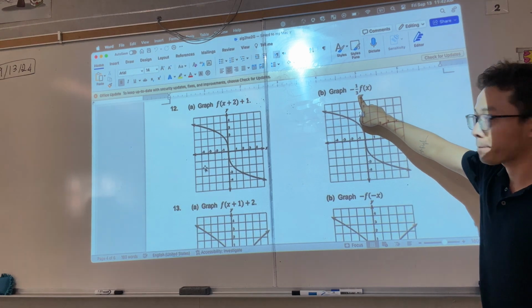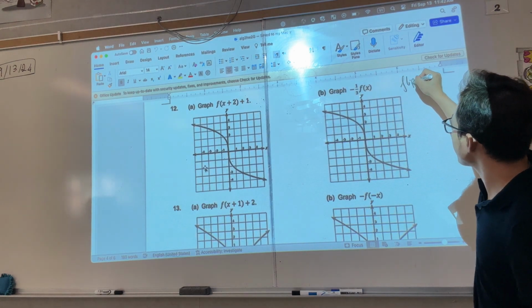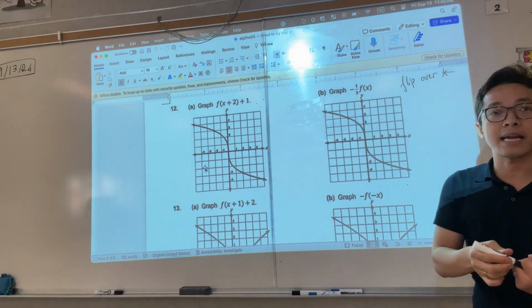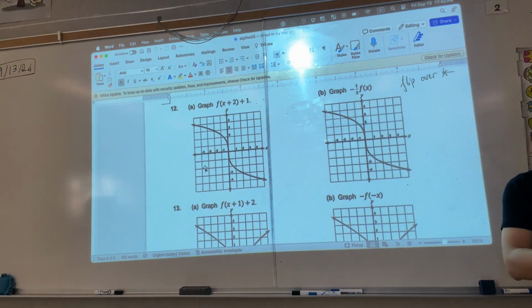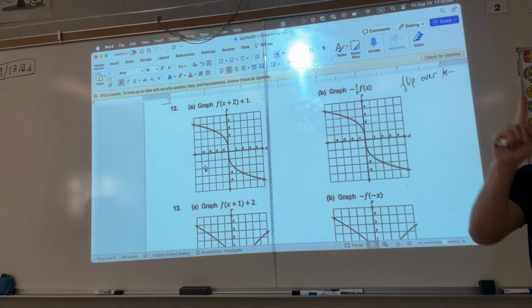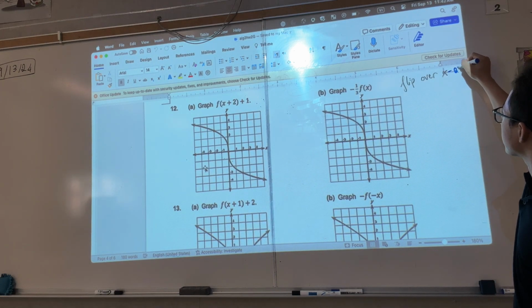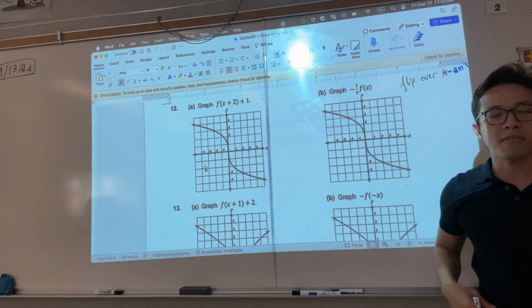Okay. Flip over x-axis. How do you know that? Negative outside. Yes. When you see negative outside, everything is going to be flipped over x-axis. Otherwise, flip over y. Okay. So you just need to memorize one. Negative outside everything, flip over x-axis. Okay. What else? What is 1/3 doing here?